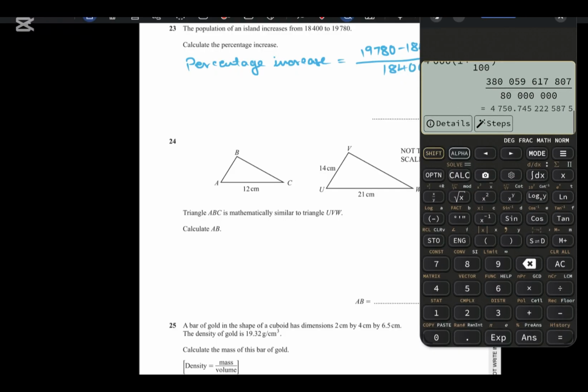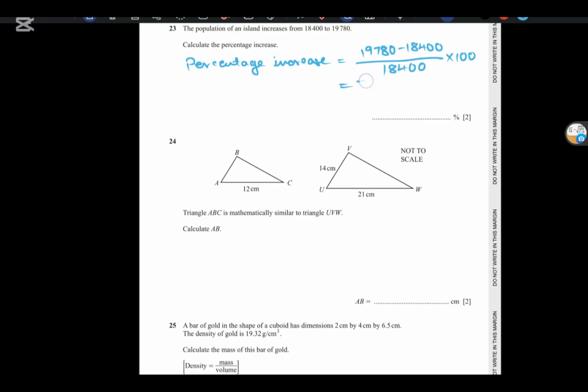Okay, so find out 19,780 minus 18,400 by 18,400, 0.075 multiplied by 100, 7.5. 7.5 is the answer. Question number 23 over.